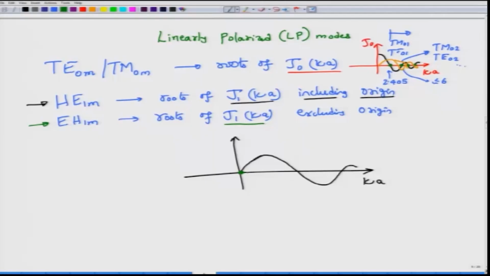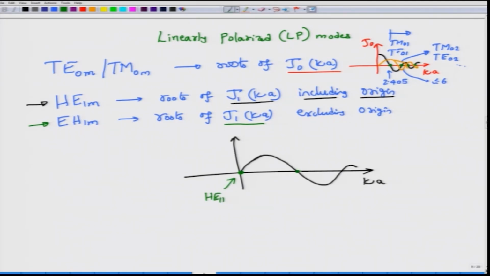You can go back to the characteristic equation and show that the solution when you take kappa A equal to 0 will not be satisfying the characteristic equation for the EH modes, okay, whereas for the HE modes that solution is perfectly valid, okay, and therefore the HE mode can occur right away just when kappa A becomes greater than 0. Okay. So, which means that this particular mode has no cutoff frequency whatsoever. So, the cutoff frequency for this mode is actually at 0. So, this is the mode which would be HE11.